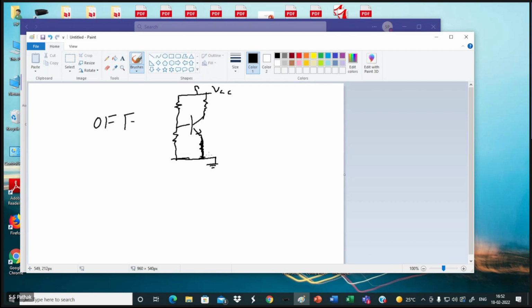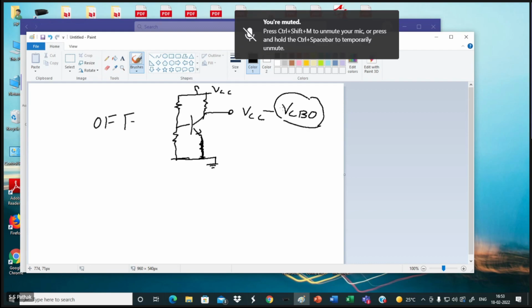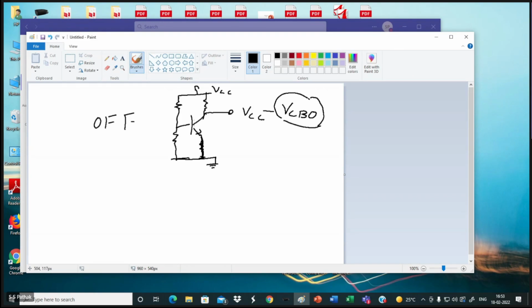So if it is off state, what is this output? This output will be VCC minus VCB, the collector base reverse bias voltage, when the emitter lead is open circuit. Sorry, it should be ICBO. But anyway, that collector base junction, when this is open circuit, is related to your ICBO. So when this emitter lead is open circuit, the voltage generated across these terminals is your reverse saturation current into some resistance here, that is called VCBO. VCC minus this VCBO.